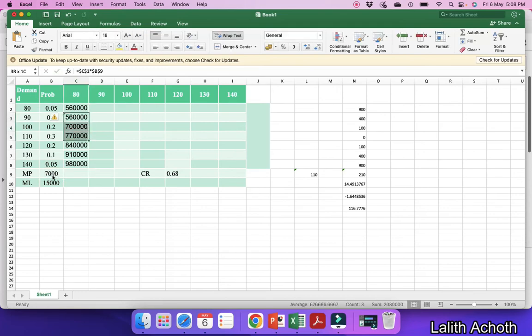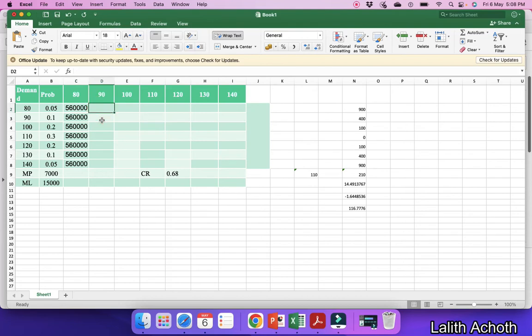Okay, so you'll notice that since he has only 80 inventory items in stock, 80 tons, when demand is 80, he can sell only 80. When demand is 90 also, he can sell only 80. When demand is 100 also, he can sell only 80. So he keeps getting this 5,60,000 rupees.